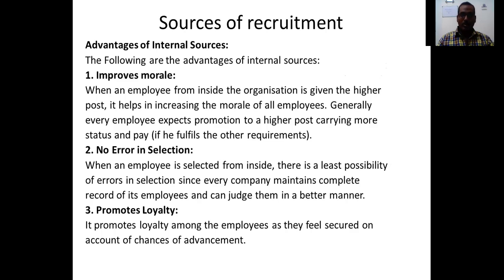When an employee from inside the organization is given the higher post, it helps in increasing the morale of all employees. Very important, because if they have a proper opinion and morale in the company, then only the employees or staff members tend to stay in the organization, so that they will be loyal to the organization. Otherwise, if their morale is affected, if they have a wrong opinion about the company, or they are not given any chances to grow in the company, there is no growth.